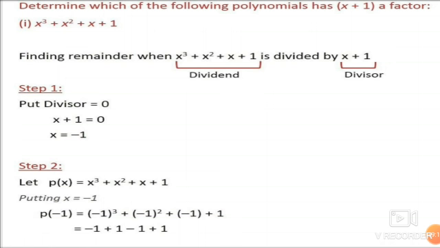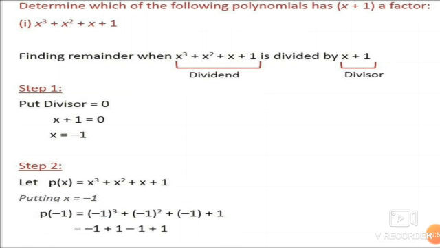Step 2. p of x, I mean the given expression, x cube plus x square plus x plus 1. In this case, whatever is the x value, minus 1, substitute as it is. p of minus 1 equals minus 1 cube plus minus 1 square plus minus 1 plus 1. Write it as it is. Simplify: minus 1, plus 1 since minus 1 square is plus 1, minus 1, plus 1.